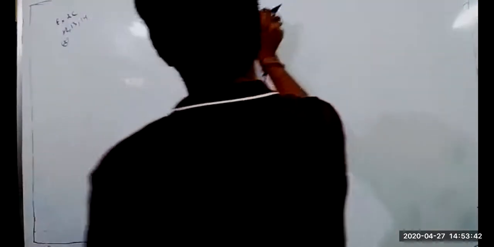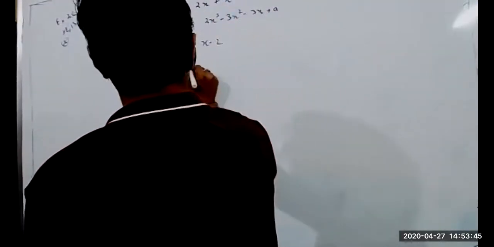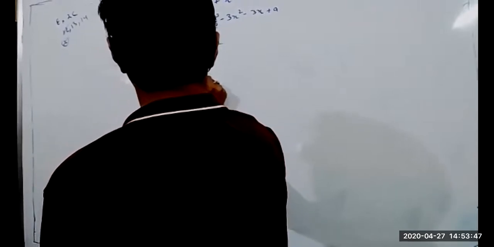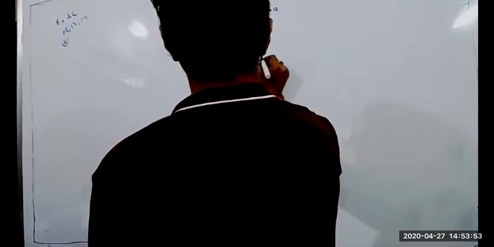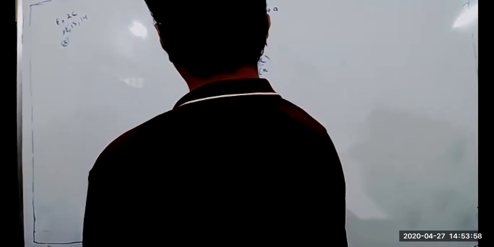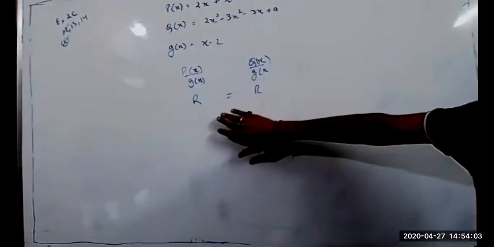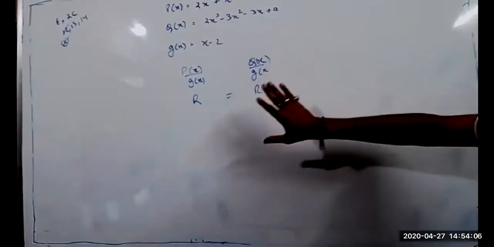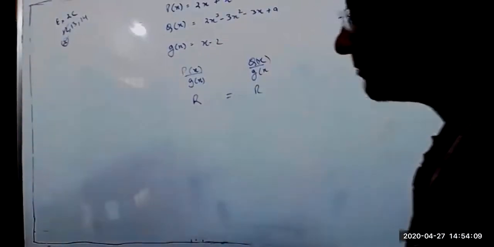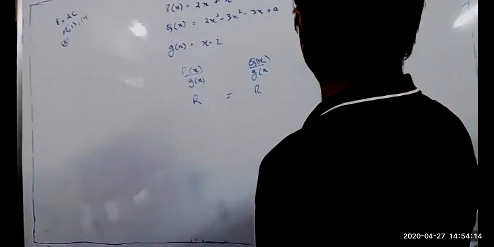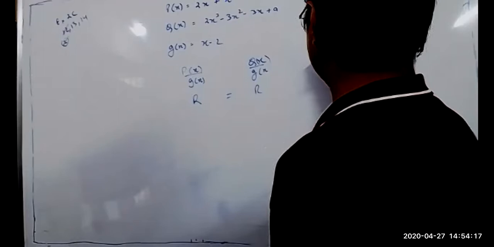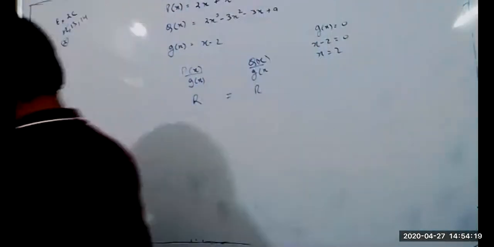When you divide this p(x) by g(x), whatever remainder you get, and when you divide q(x) by g(x), both remainders are equal. This is a simple question. This divided by this, whatever remainder you get, and this divided by this, whatever remainder you get, both are equal. So we'll apply the remainder theorem. So g(x) equals 0, that is x minus 2 equals 0, so x is equal to 2.